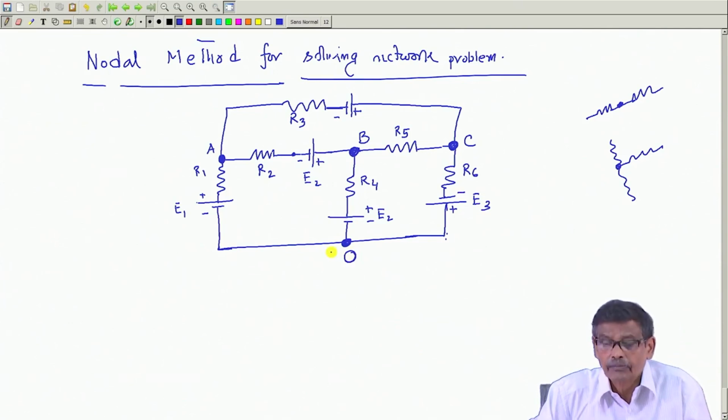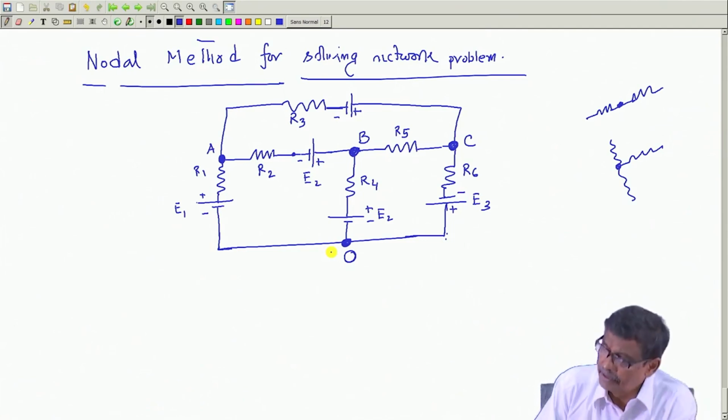The essence of the nodal method for solving electrical circuits centers around this fact. I have told you that given a network, the potential between any two points, what it means and how to calculate that, I know.